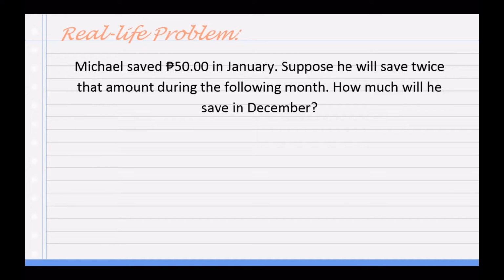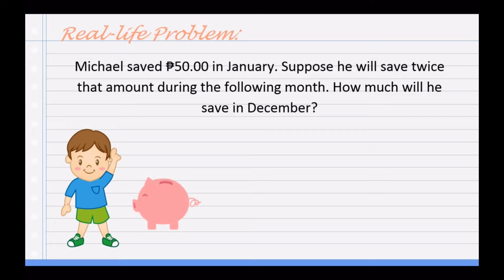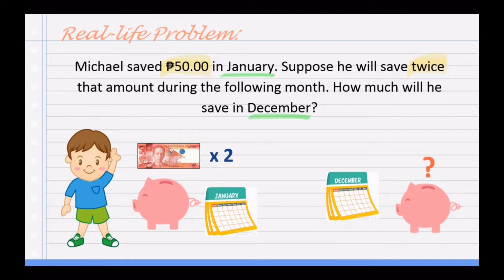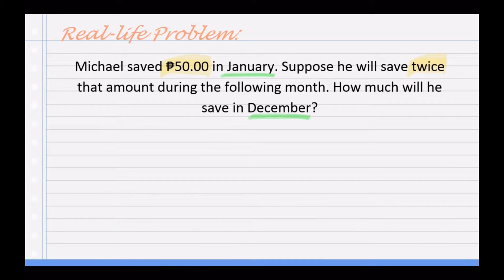So here we have Michael saved 50 pesos in January. Suppose he will save twice that amount during the following month. How much will he save in December? To solve this problem, we have to use our formula a sub n is equal to a sub 1 times r raised to n minus 1.